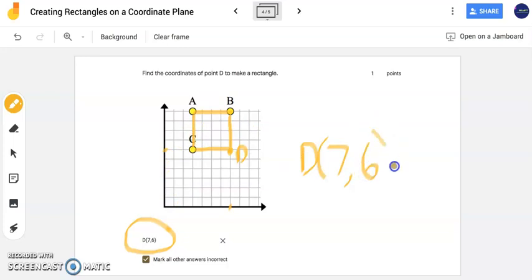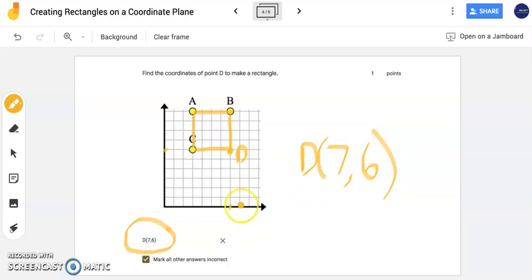And this is what I'm typing in for my answer. No spaces or anything. And I'm including a capital letter D with parentheses and a comma between my x and my y value. If you use a lowercase letter, it will mark it wrong. If you forget your parentheses, it will mark it wrong. It's important to start to understand exactly how to write an ordered pair correctly. And that is the goal for today's activity.